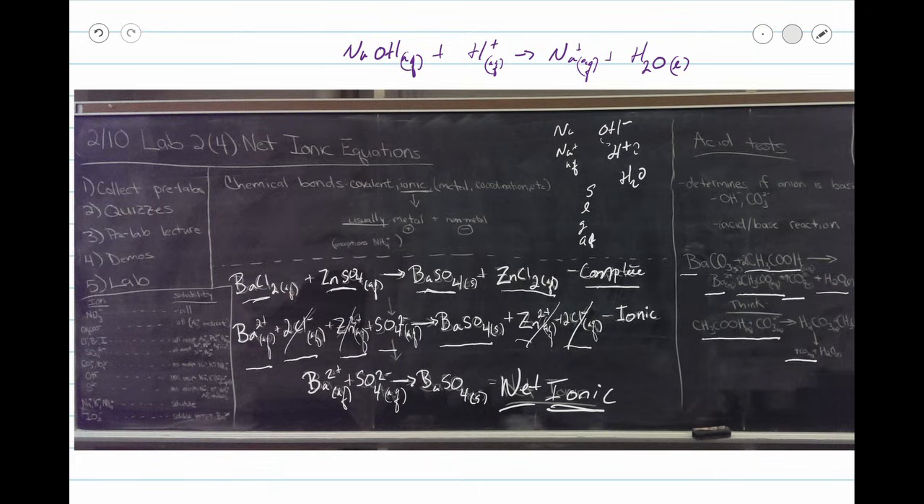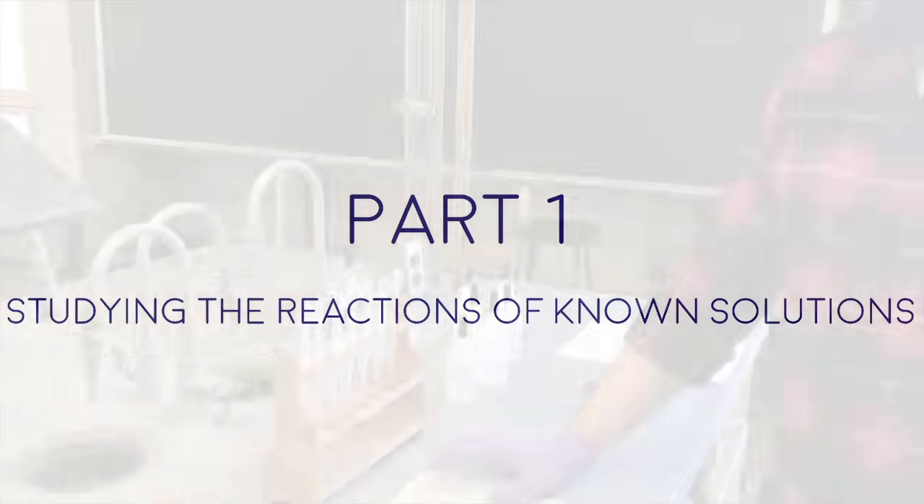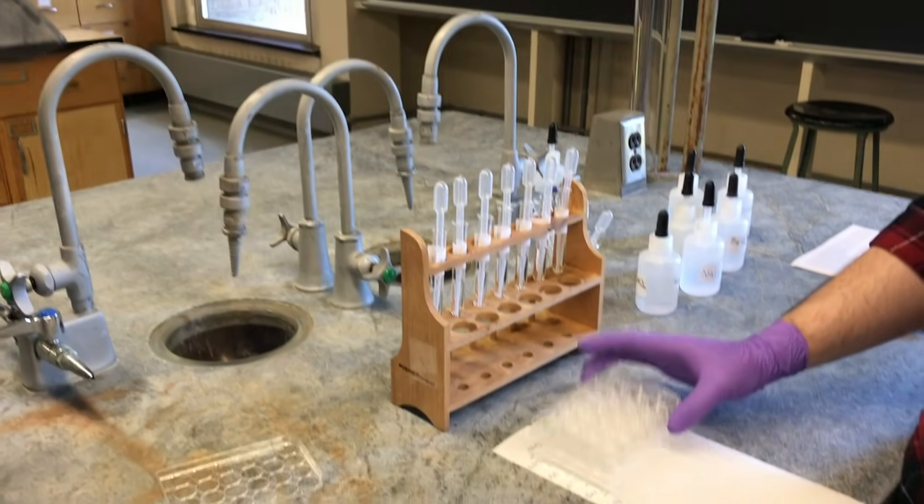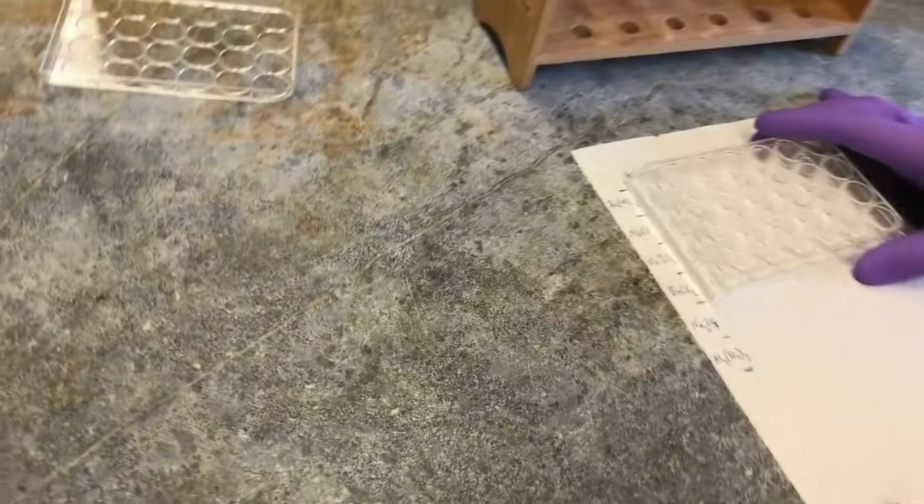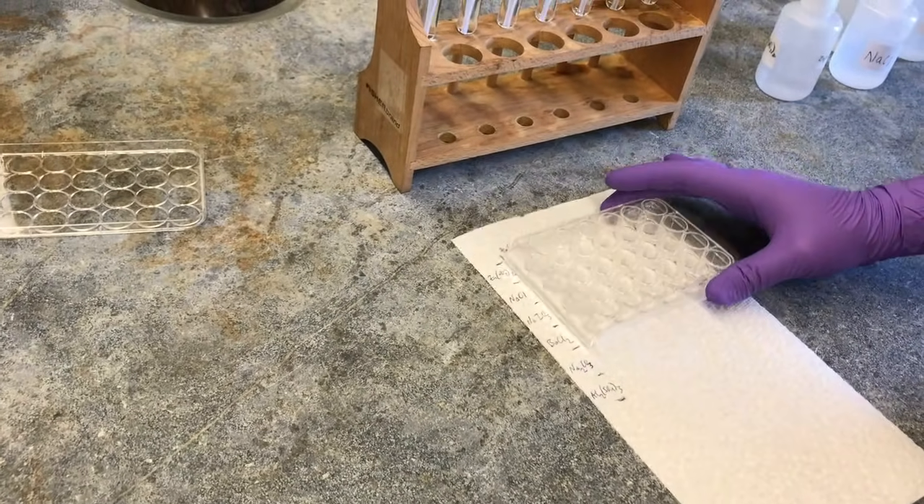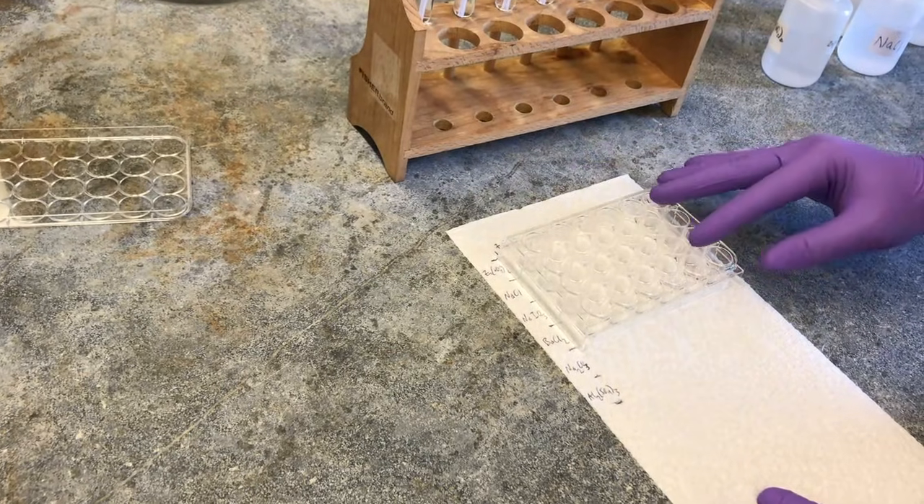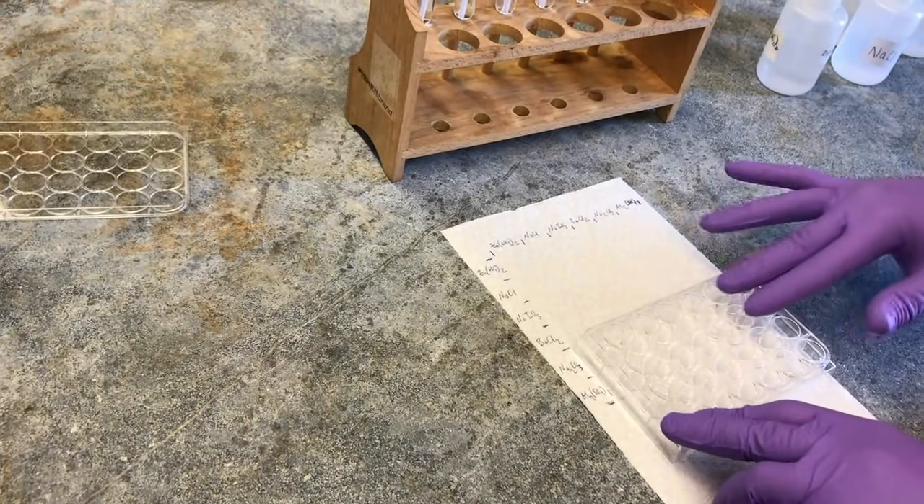All right, let's move on to the experiment. So for net ionic equations, what we're going to be using is one of these well plates. Now we have 6 solutions that we're going to be testing, but the well plates only go 6 by 4. So what we're going to be doing is filling out the well plates here, and then once we're done, we'll just fill the rest of these 2.